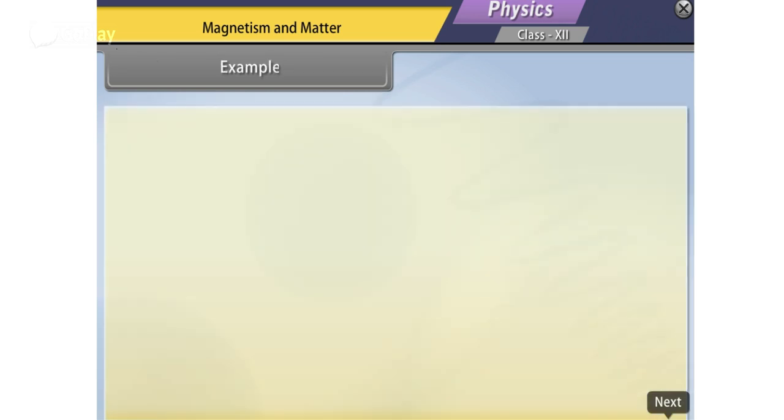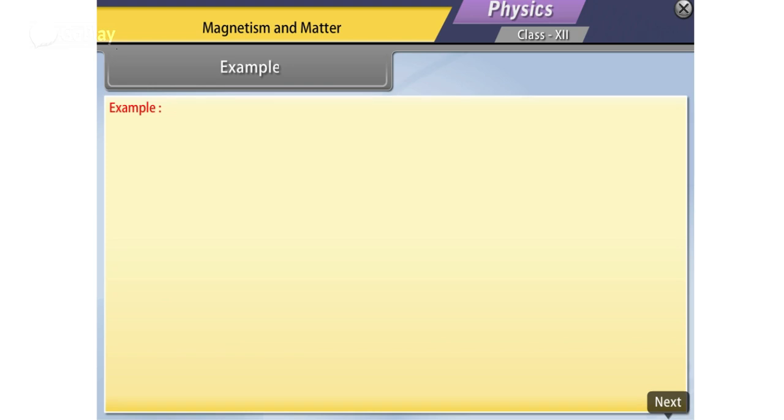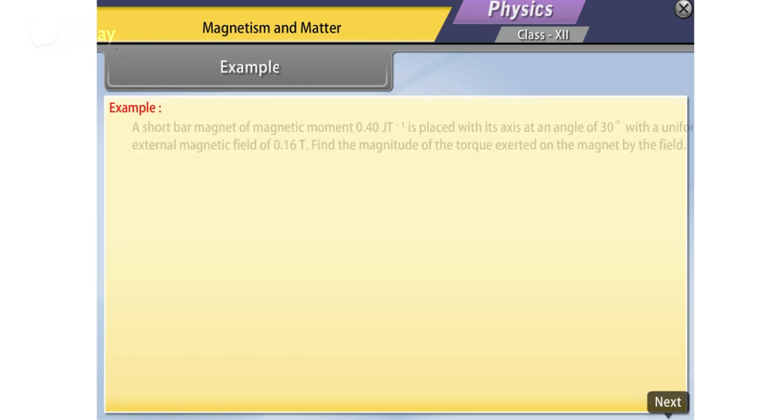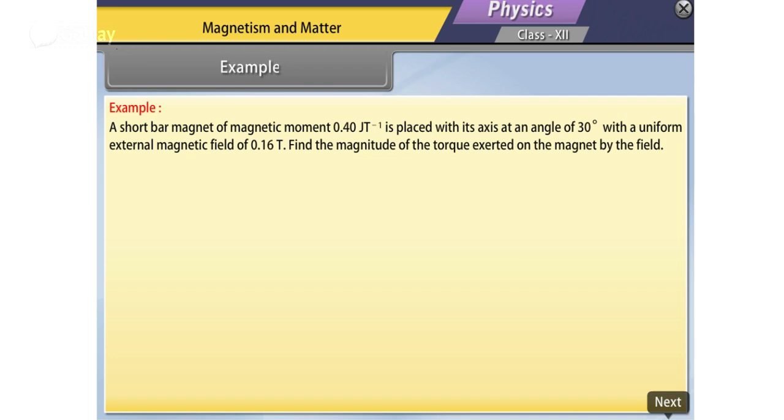Example. Let's take an example of a dipole in a uniform magnetic field. A short bar magnet of magnetic moment 0.40 joule per Tesla is placed with its axis at an angle of 30 degrees with a uniform external magnetic field of 0.16 Tesla. Find the magnitude of the torque exerted on the magnet by the field.